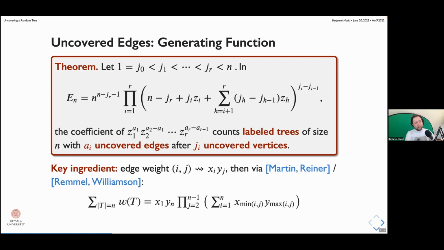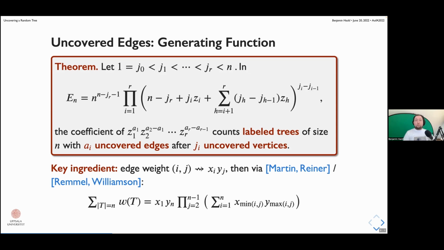And then if we set it up like this, then we can use a result by Martin and Reiner or by Remmel and Williamson that essentially gives the generating function for the weight of all trees. The weight of a tree in this case is then the product of all of its edge weights. We have a formula for the generating function for the trees of some fixed size n.